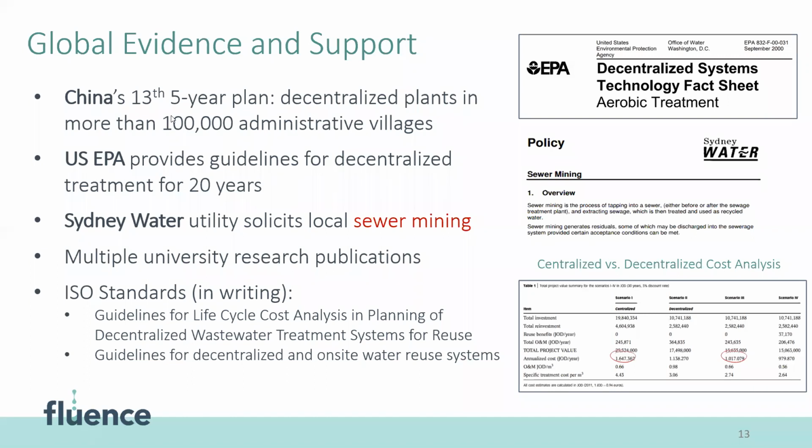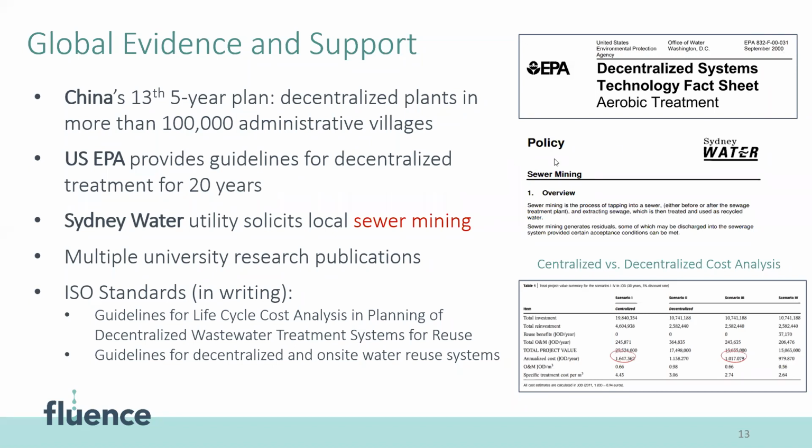More than 100,000 administrative villages are going to get such a system installed within the last 5-year plan. The US EPA also guides and encourages implementing proper systems for the last 2 decades at least. Just look at the fact sheet from about 20 years ago.